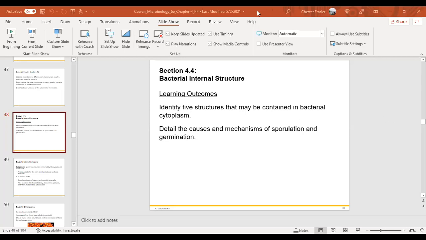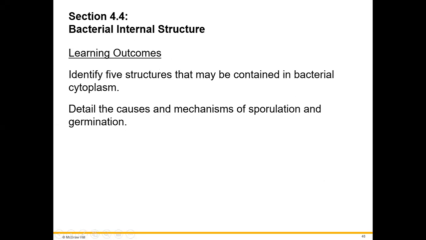Okay, so let's start back. We left off here. We're going to talk about bacterial internal structures. Identify 5 structures that may be contained in a bacterial cytoplasm. Detail the causes and mechanisms of sporulation and germination. Only the gram-positive bacteria can form spores.